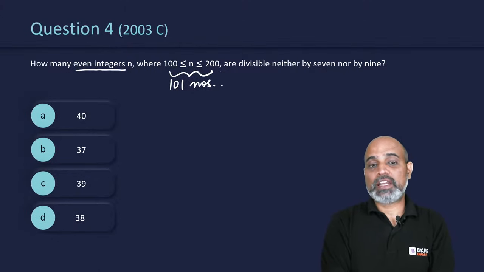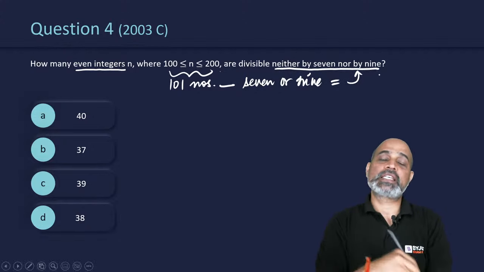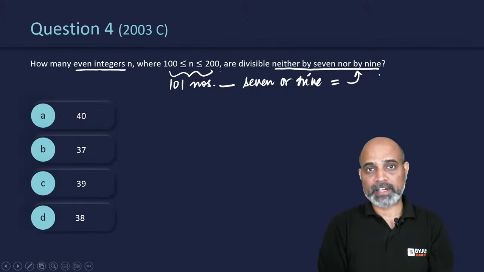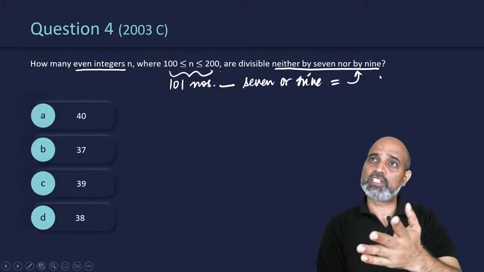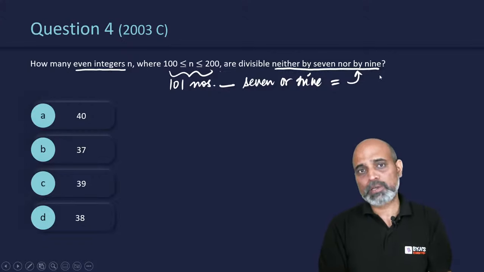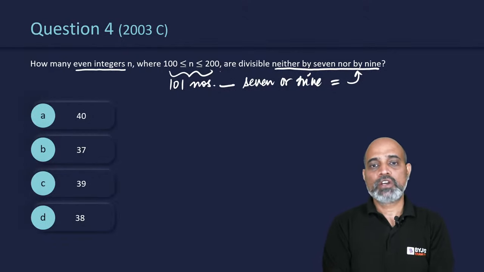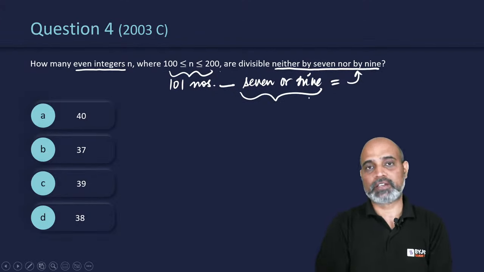From these 101 numbers, if I subtract all those numbers which are divisible by 7 or 9, so can I say I will get the numbers that are neither divisible by 7 or 9? I'll repeat. 101 numbers जो भी हैं, from there, if I remove those numbers which are divisible by 7 or 9, then the leftover will be जो 7 से भी नहीं होता होगा और 9 से भी नहीं होता होगा. So our target is not to find not divisible by 7 or 9. Our target is to find divisible by 7 or 9.